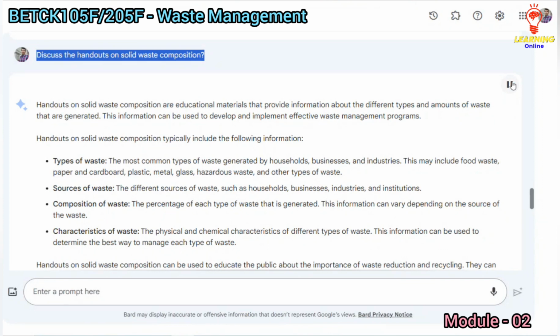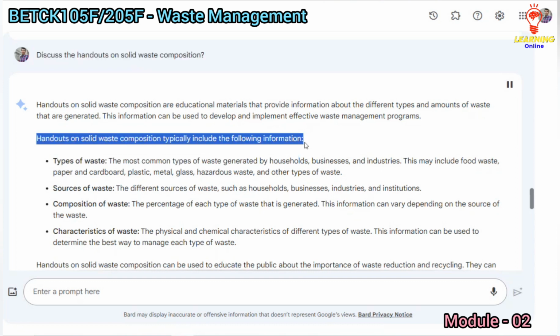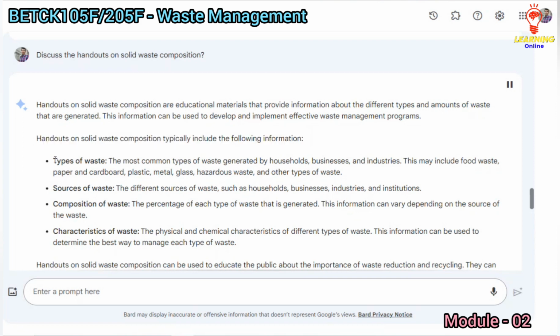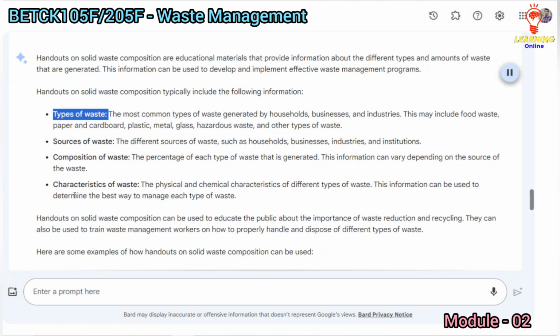Handouts on solid waste composition are educational materials that provide information about the different types and amounts of waste that are generated. This information can be used to develop and implement effective waste management programs. Handouts on solid waste composition typically include the following information: types of waste, the most common types of waste generated by households, businesses, and industries.